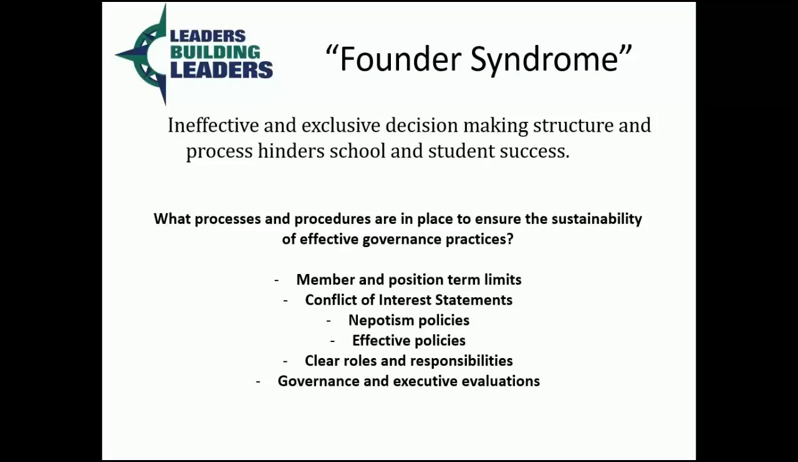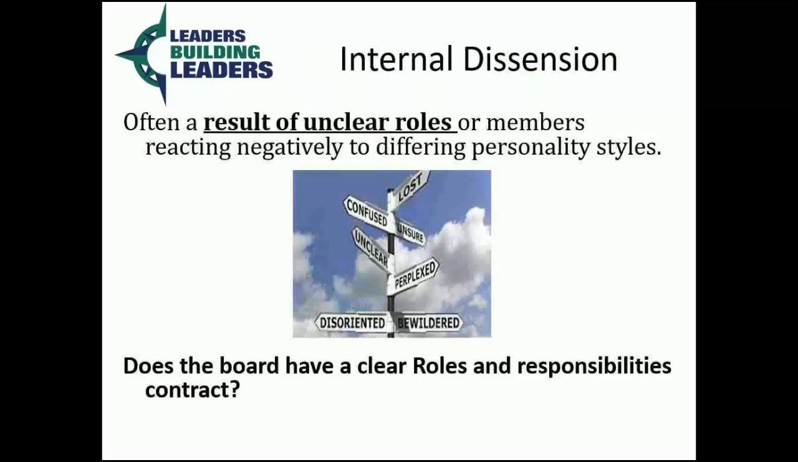So one would be make sure you have members and position term limits, clear conflict of interest statements, clear nepotism policy, just effective policies overall that are reviewed annually. We've talked about a clear roles and responsibilities contract, and also having a governance and executive evaluation. These tools can ensure that you don't have founder syndrome. If one or two people are doing the majority of talking and motioning during your board meetings, you clearly have a problem. And it's one voice or not at all, so not one person ever speaks for your board.